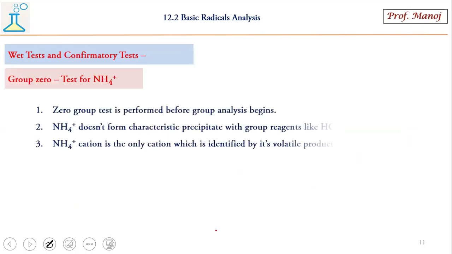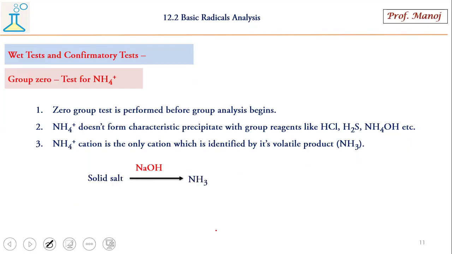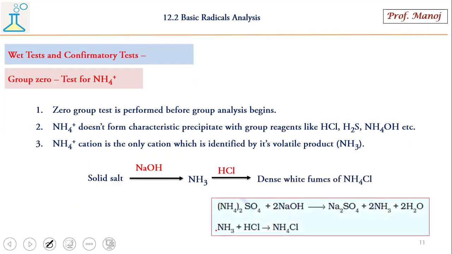Let us come to now one by one group radical test, and that we will complete our entire basic radical analysis. First is group 0, which is of NH4 plus. Understand one thing, that 0 group test is performed in the beginning itself, because this doesn't fit as any radical test at all. So solid salt is first treated with NaOH, ammonia gas is evolved, and when treated with HCl, gives you dense fumes of ammonium chloride.